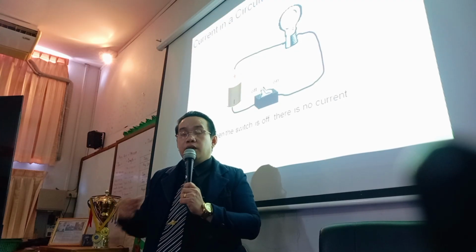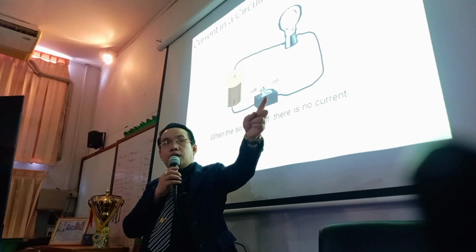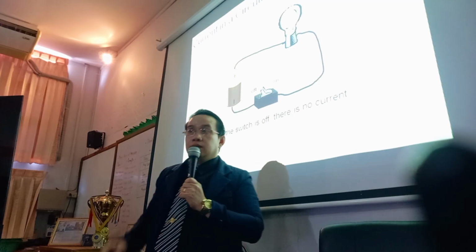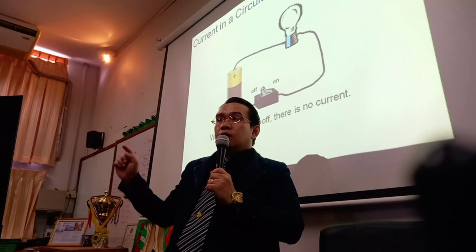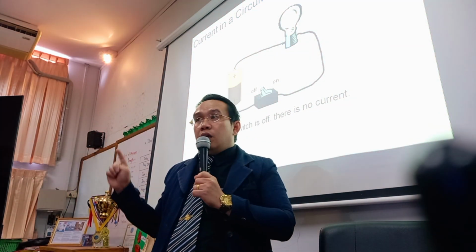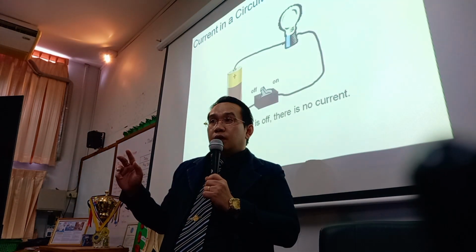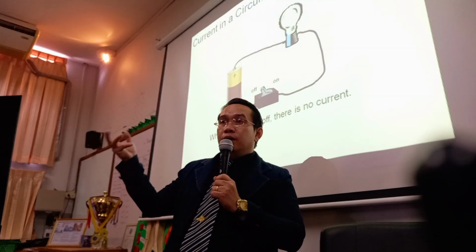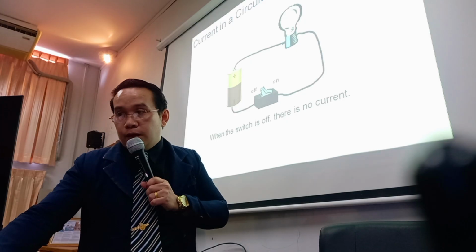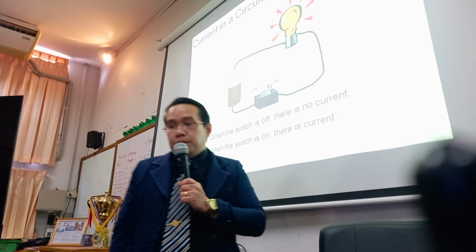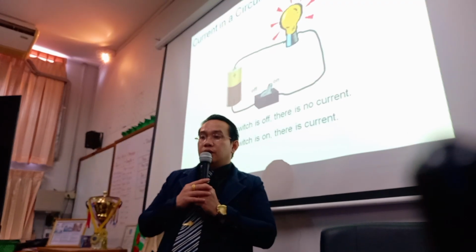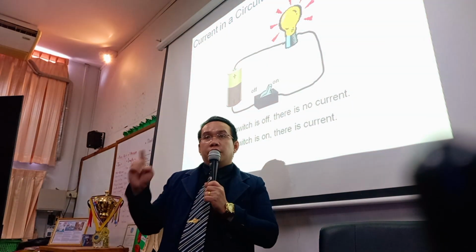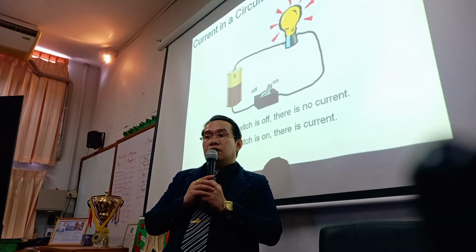This is the indicator. Again, Juan Cao, kindly switch on the light. Okay, so now this is the indicator that there is a presence of current, and we can now see the lights. So, when the switch is off, there is no current. When the switch is on, there is current. Okay?